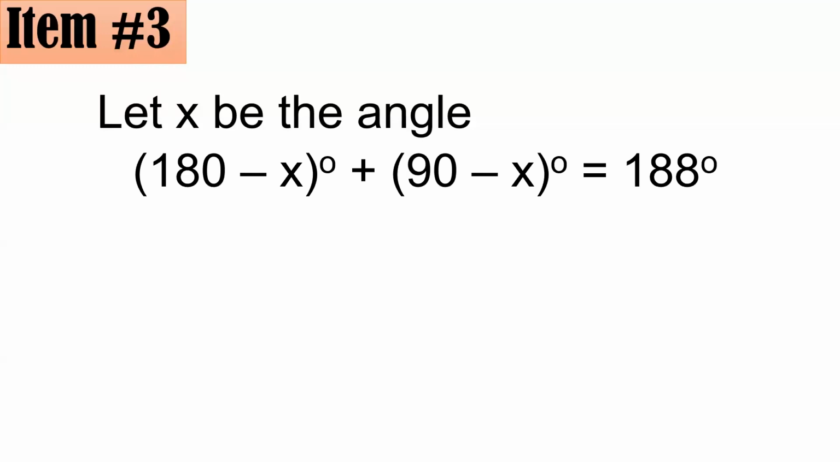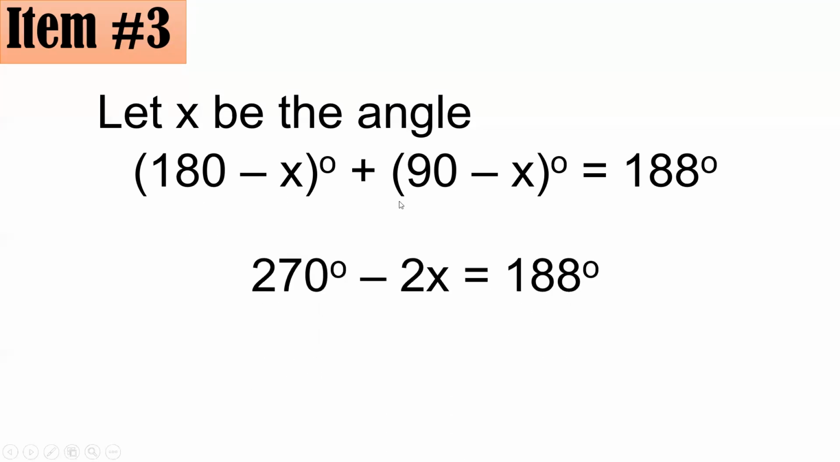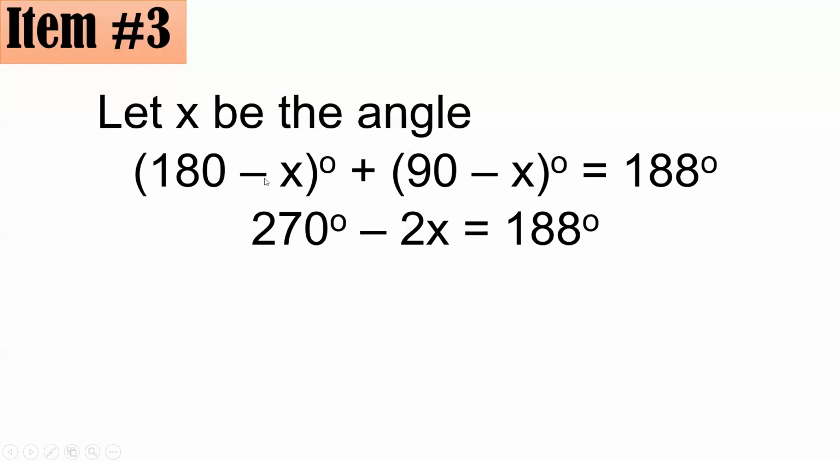And according to the problem, the sum of the supplement and the complement is 188 degrees. So this is the supplement plus the complement equals 188 degrees. And of course, this is our equation now. For the left side, we can combine like terms. So 180 plus 90, that's 270 degrees. And you have here negative x plus negative x. That's negative 2x equals 188. Yung next na ginawa ko po is, I subtracted both sides by 270 degrees.